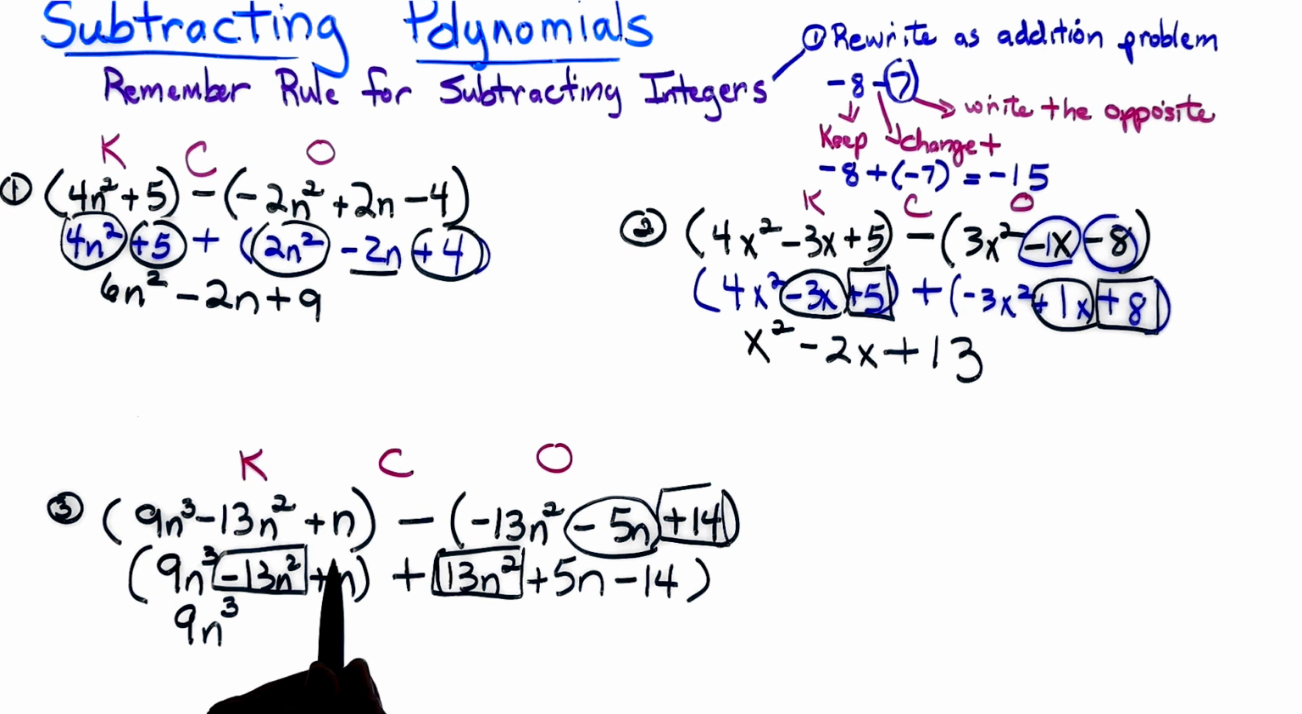Let's go to our n. Here I see that I have a 1n and I have a 5n. So 1 plus 5 is plus 6n. And notice this has no numbers, but this one does. So we're just going to write down the minus 14. And this is our answer in simplest terms.